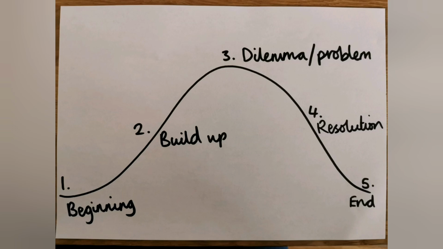Here is a general structure of an adventure story. In the beginning, our main character is introduced and so is a setting. We then build up to an issue. The character is set maybe a challenging task. A dilemma or problem arises. Here they may encounter danger.